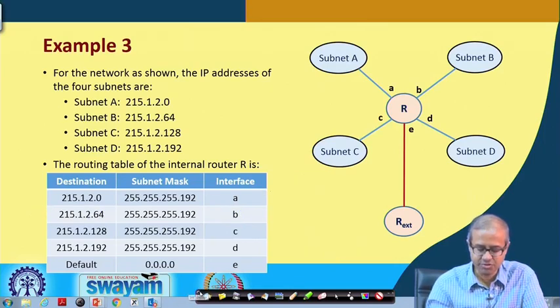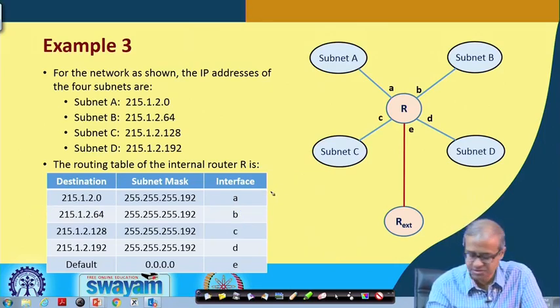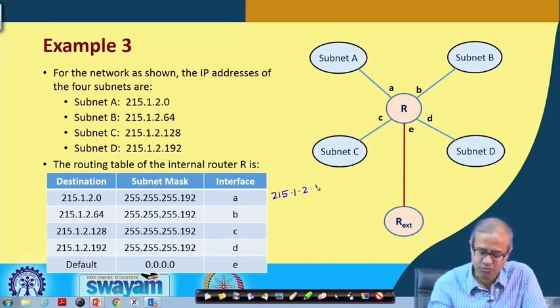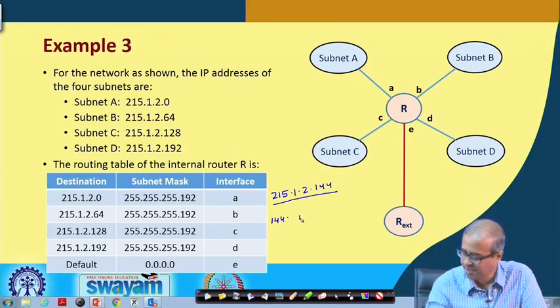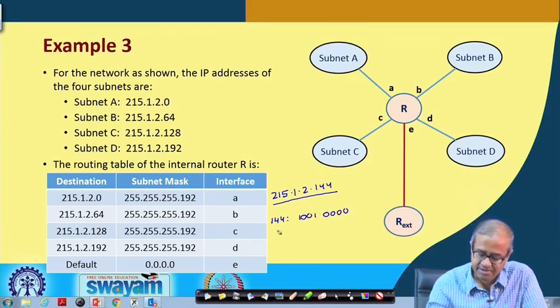Let us look at the third one. The third one had an IP address of 215.1.2.144. Let us do a similar exercise. What is 144 in binary? 144 is 1001 0000, and this 192, as I said, is 1100 0000. If I do a bit by bit AND, we get 10000000, which is 128.